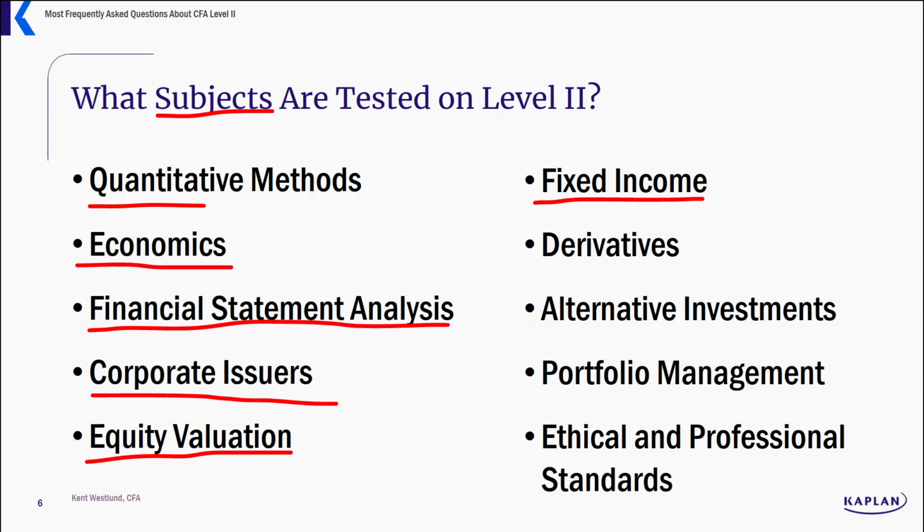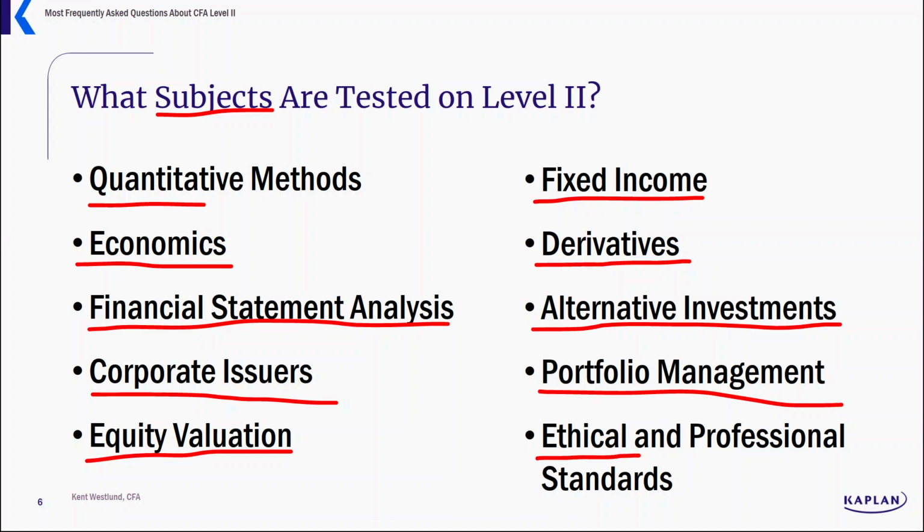Fixed income, which is valuing bonds and similar instruments. We got derivatives, which is puts and calls and maybe some more exotic stuff as well. We got alternative investments, which is hedge funds and real estate. Portfolio management, which is combining the various assets into the same account. And then we've got ethics.